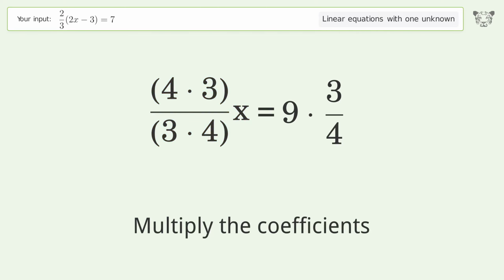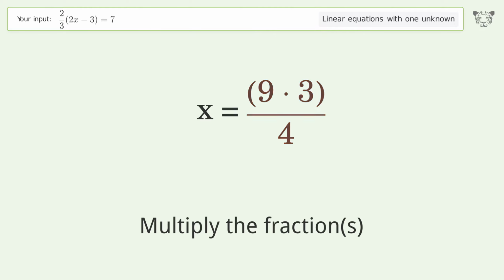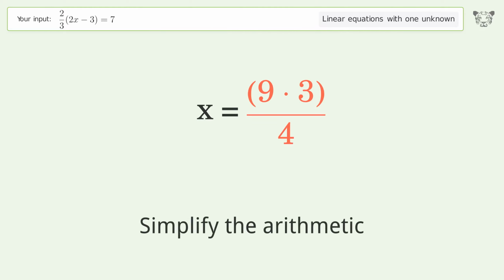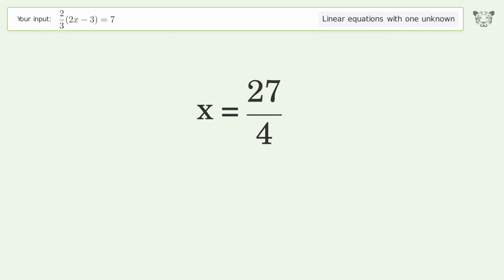Multiply the fractions. Simplify the arithmetic. And so the final result is x equals 27/4.